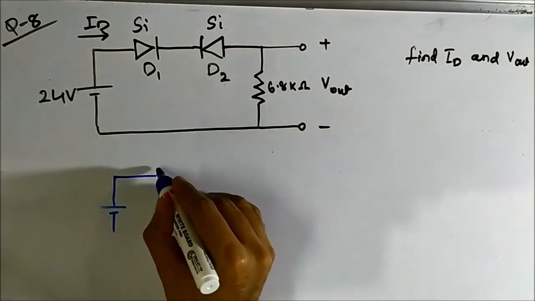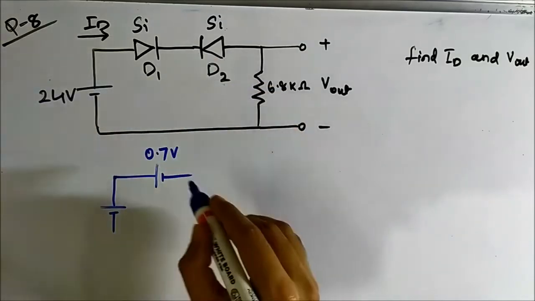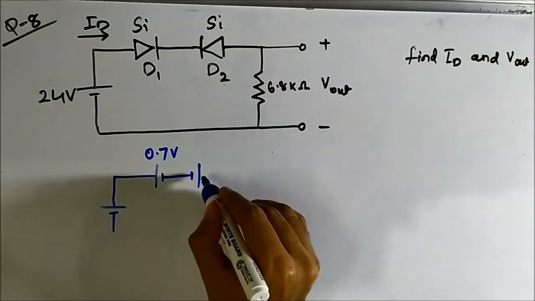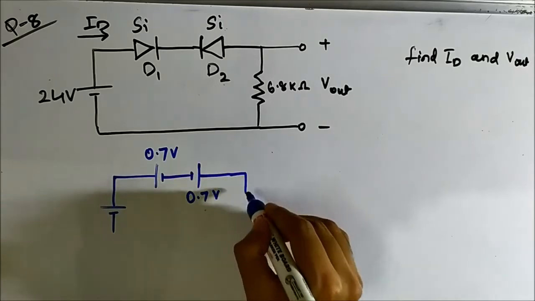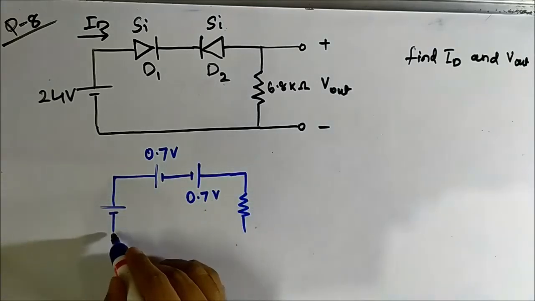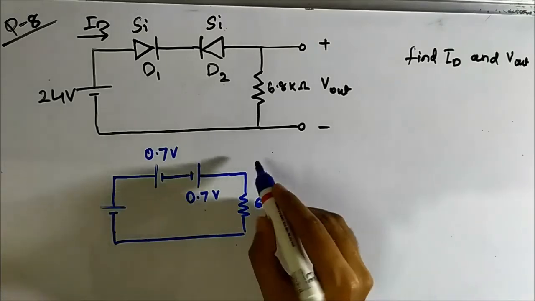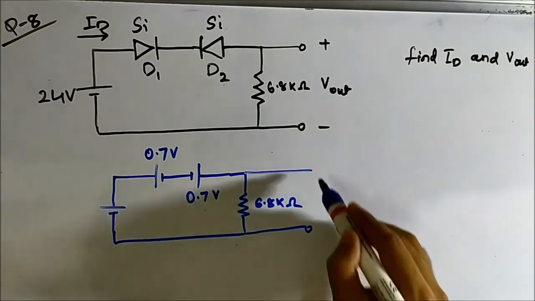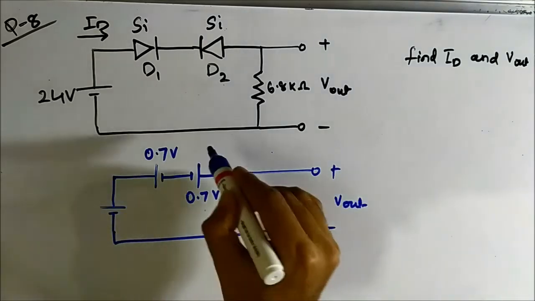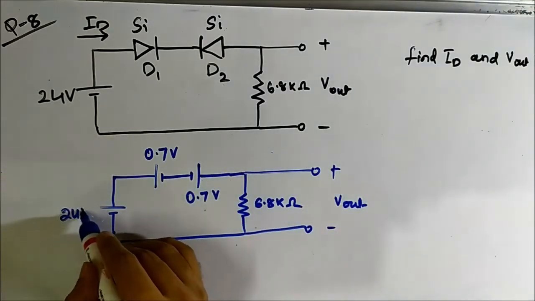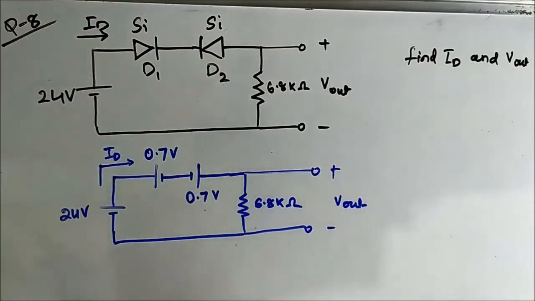P type end first, then N type end, 0.7 volt. Here the N type end first, then the P type end. This is also 0.7 volt, and then we have the 6.8 kilo ohm resistor. This is V out, this is 0.7, this is 24 volt. This is the diode current, let's say.